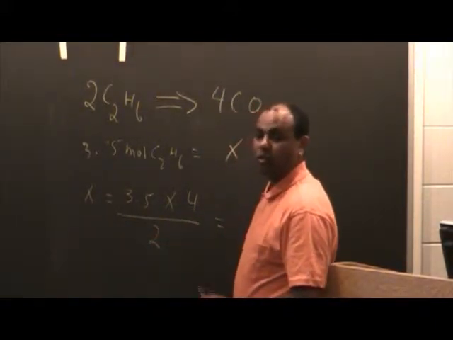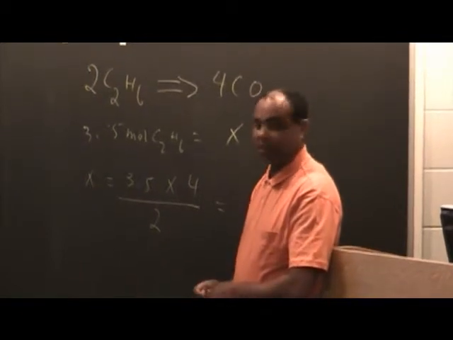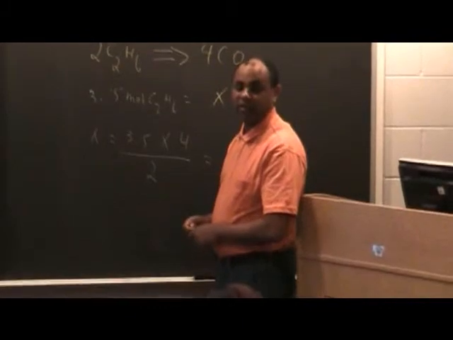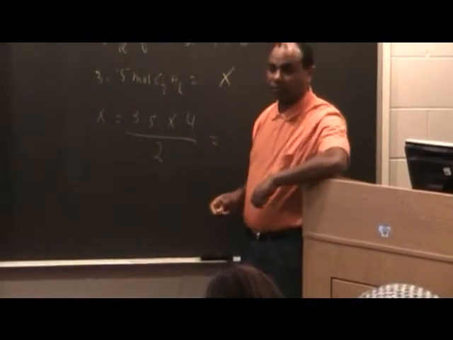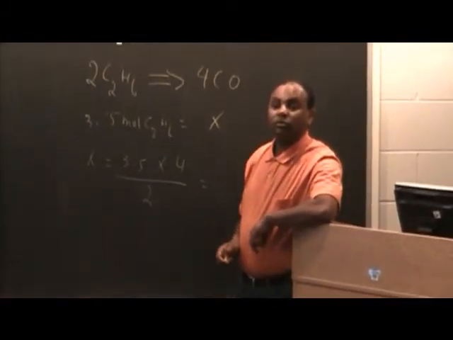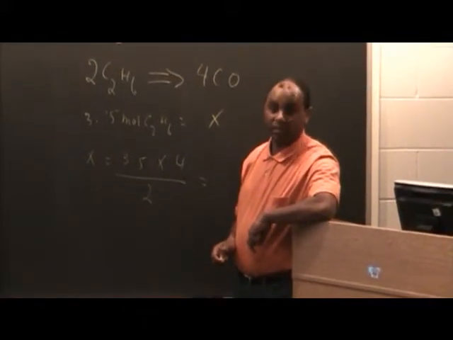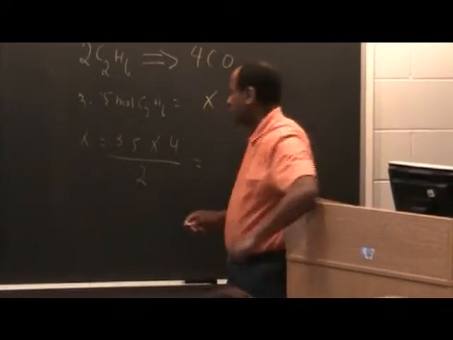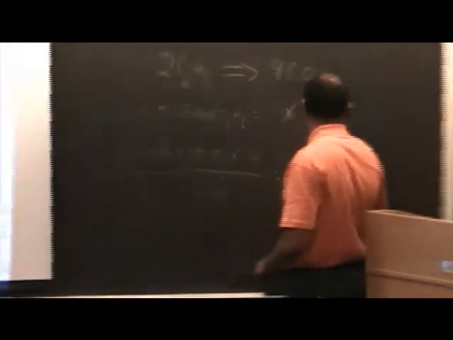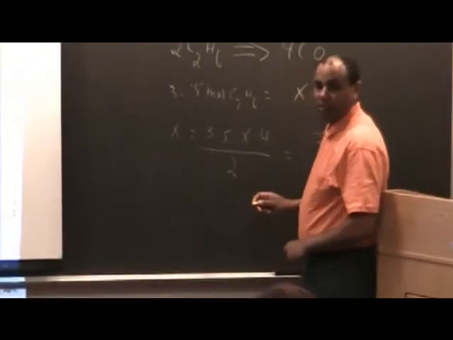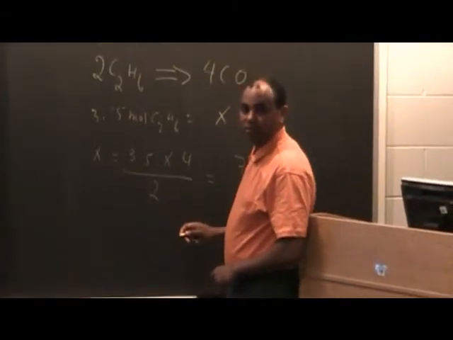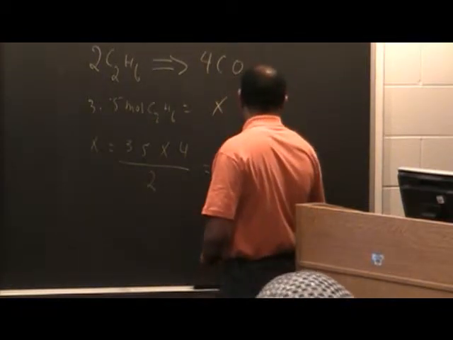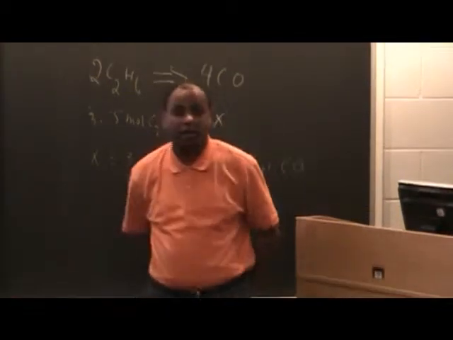So what do you get? 3.5 times 4 divided by 2. 7. 7 what? 7 moles of what? No, 7 moles of CO. Do you understand? That is 7 moles of carbon monoxide.